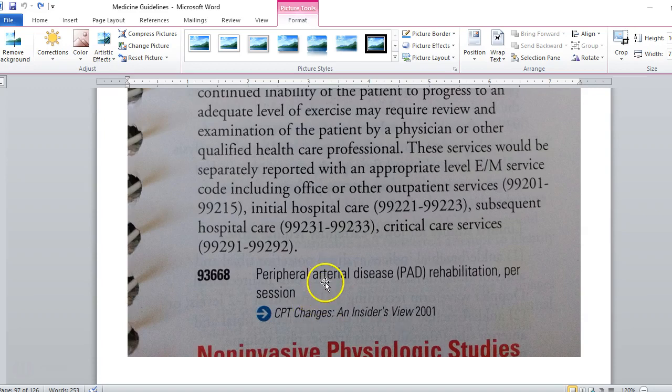We're going to stop here. We're going to pick up with non-invasive physiological studies in medicine part 3.